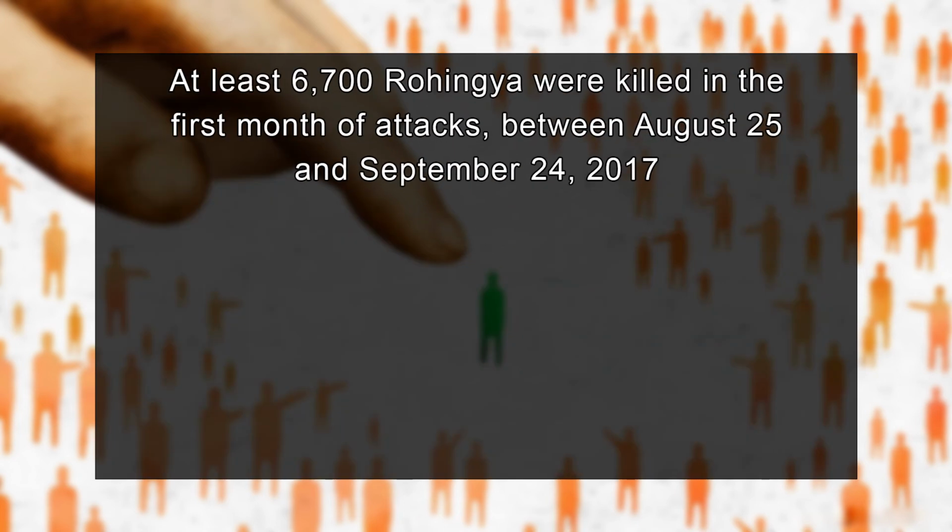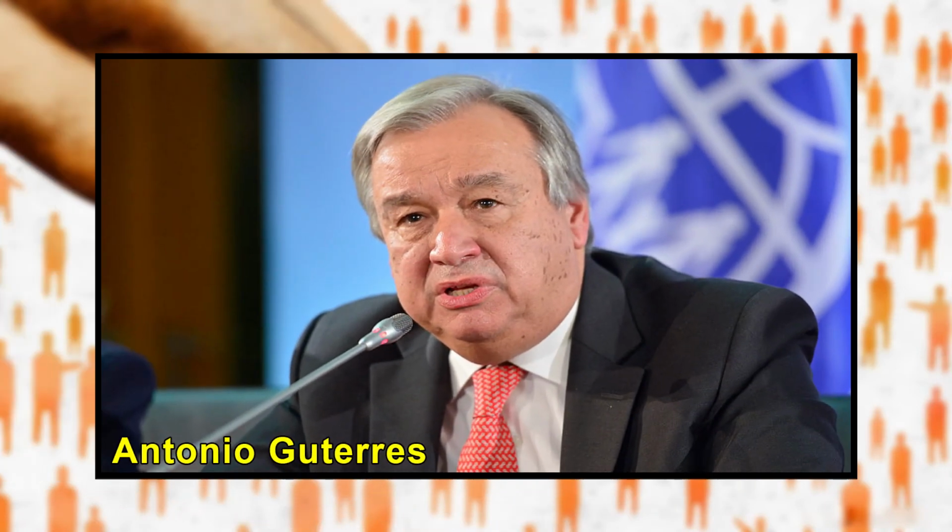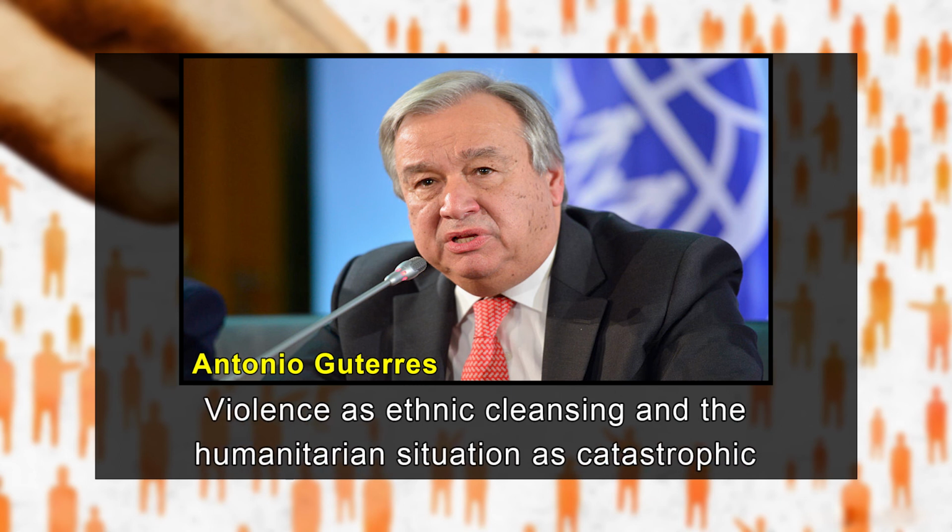At least 6,700 Rohingyas were killed in the first month of attacks, between August 25th and September 24, 2017, according to the international medical charity Doctors Without Borders. Myanmar's security forces also allegedly opened fire on fleeing civilians and planted landmines near border crossings used by Rohingyas to flee to Bangladesh. United Nations Secretary General Antonio Guterres has described the violence as ethnic cleansing and the humanitarian situation as catastrophic.